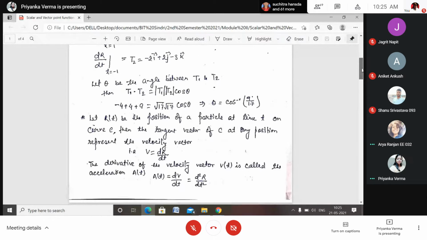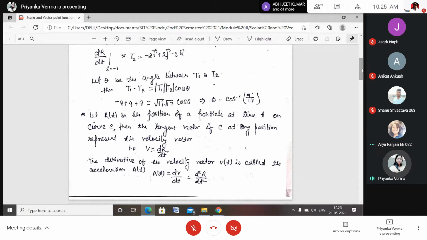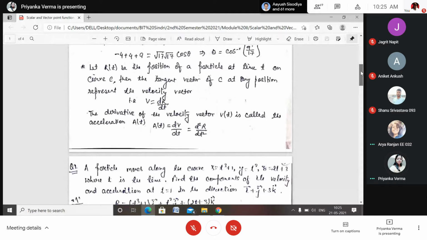So that is what I have already explained. If r(t) represents the position of a particle at time t on a curve C, then the tangent vector of C at any position also represents the velocity vector. So v will be equal to dr by dt, and the derivative of the velocity vector, that means dv by dt, that means d2r by dt square, represents the acceleration. Okay. So here is one question.